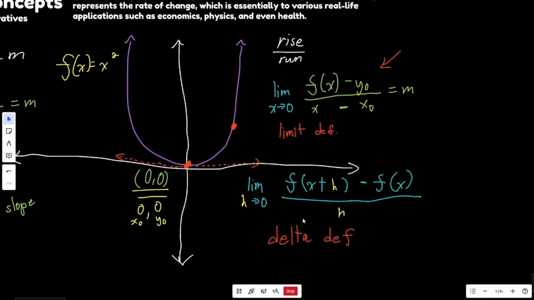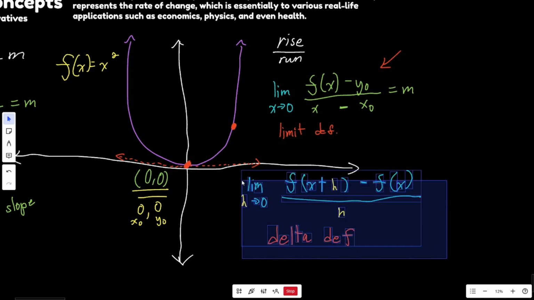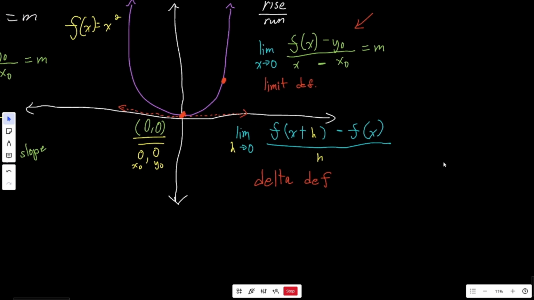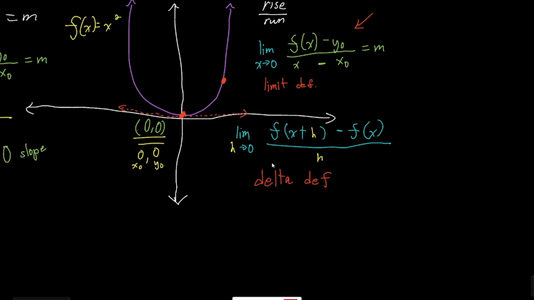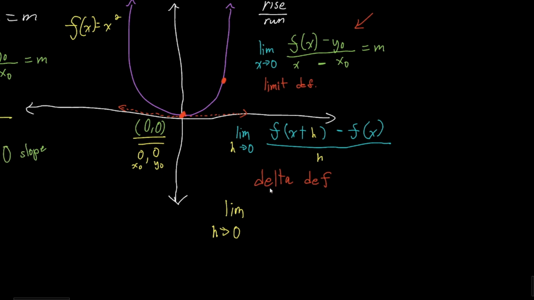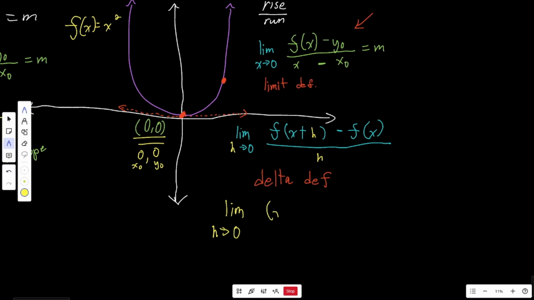Now let's try to use this definition to figure out the equation of the slope of this function right here, x squared. So what we want to do now is we're going to use some algebra a bit. We're going to evaluate this first, and then we're going to apply the limits after. So let's rewrite it first, the limit as h approaches 0 of f of x plus h. F of x plus h would mean that x turns into x plus h, so we'll have x plus h squared minus f of x, which is x squared.